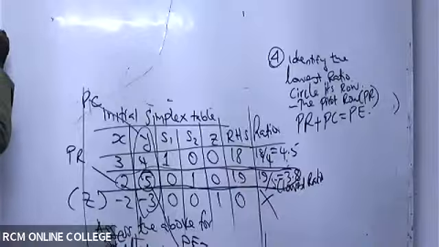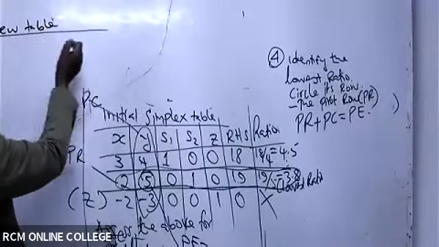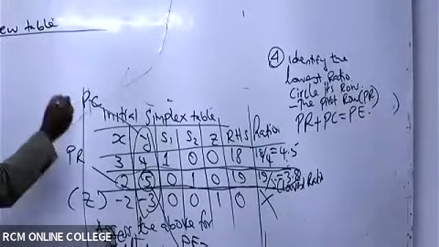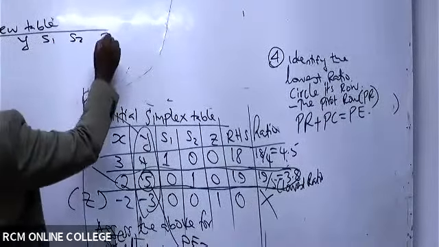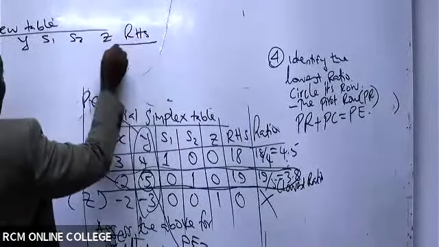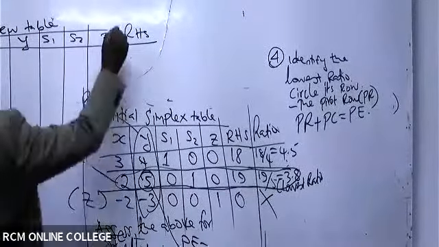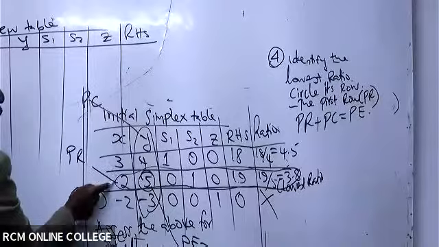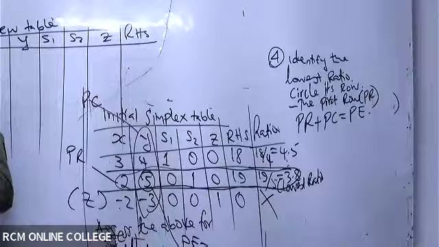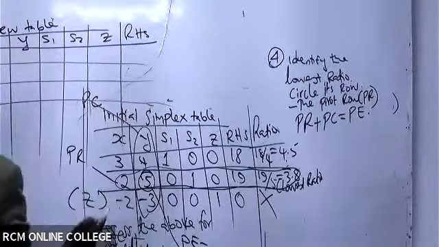Now let's do a new table. In this new table, we have our usual X, Y, S1, S2, we have Z, we have right-hand side. Remember, our original table has got how many rows? It has 1, 2, 3 rows. We should also have 3 rows here, 1, 2, and 3, like that.